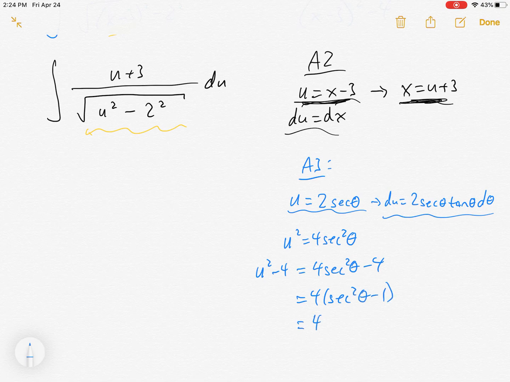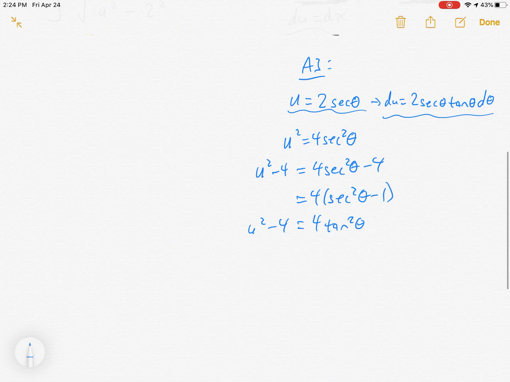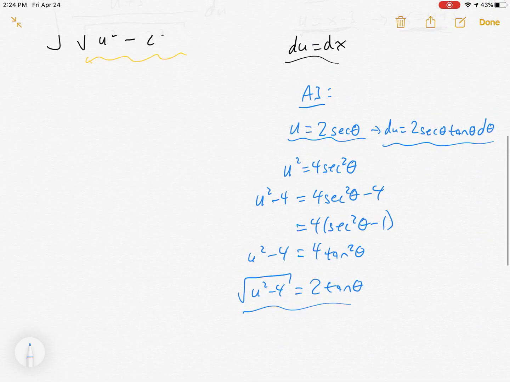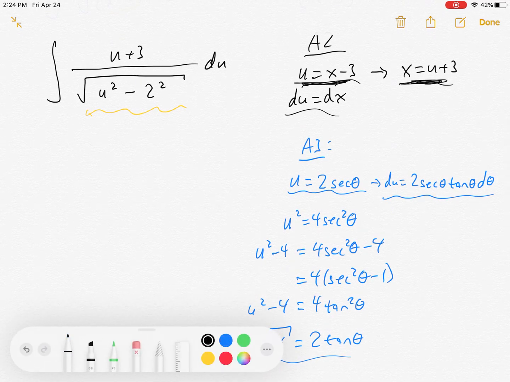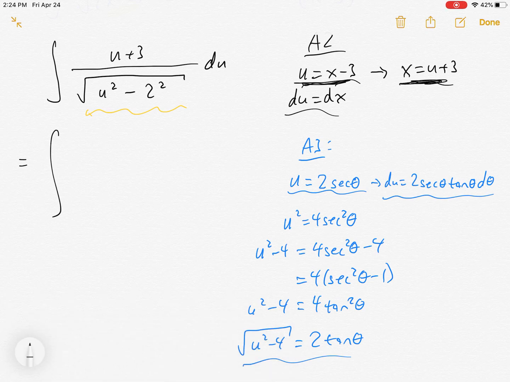Let's call it 4 on both sides. And then remember what always happens here, every time. You're going to factor out, and the remaining part will condense. Secant squared minus 1 is tangent squared. You can look that up if you want. So u squared minus 4 equals that. We square root both sides, and we're hoping to see some condensing. Yes, 2 tangent theta. Okay, so there we go.